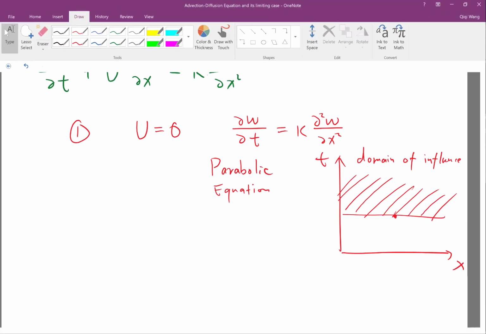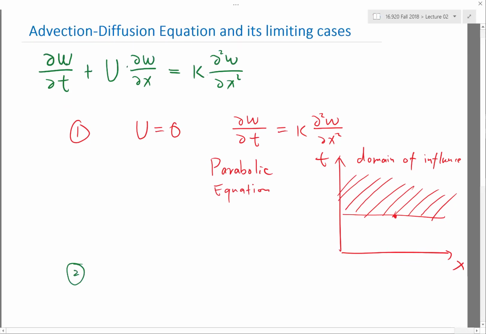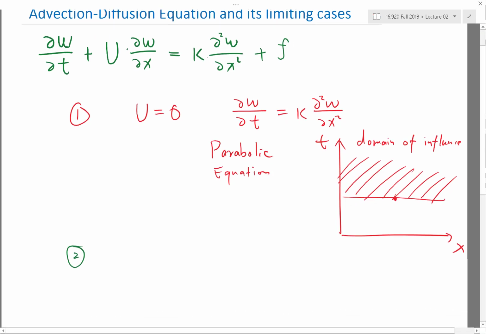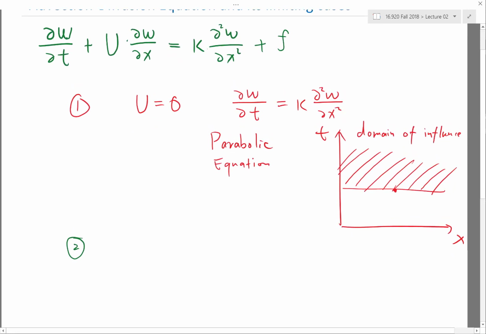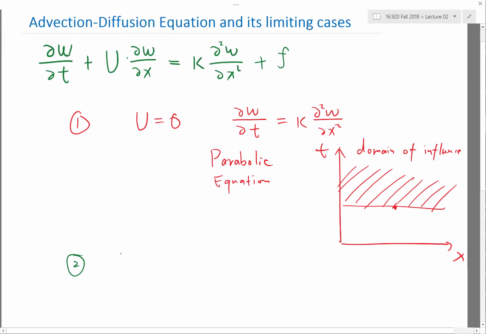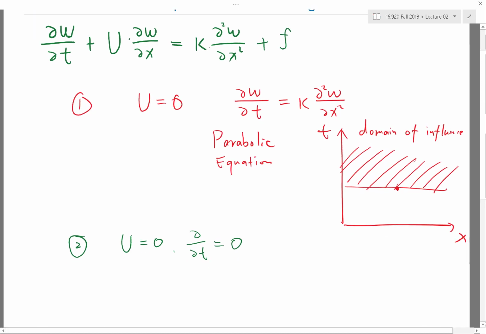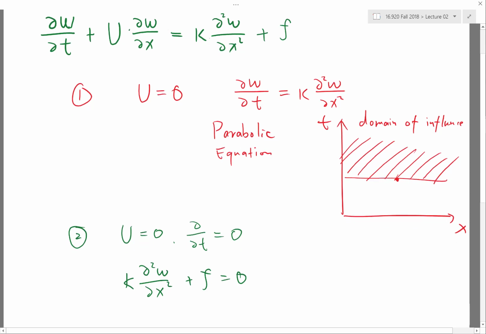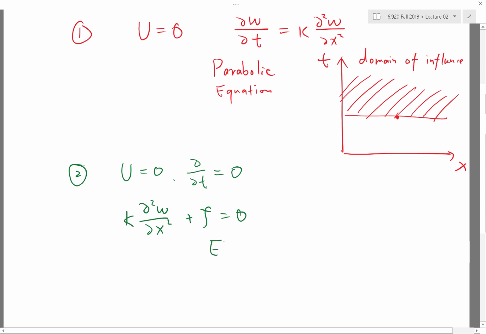We also looked at a second case. In the second case, we added a right-hand side, a known function f, being a function of t. So that also can be accounted for in the parabolic equation. You can also add an f on the right-hand side. But the equation would only be non-trivial for the second case, because in the second case, in addition to U equal to 0, we set the time derivative of everything equal to 0. So looking at a stationary case, we have kappa times second derivative of W plus F equal to 0. So there is no time anymore, right? In this case, we get the so-called elliptic equation.